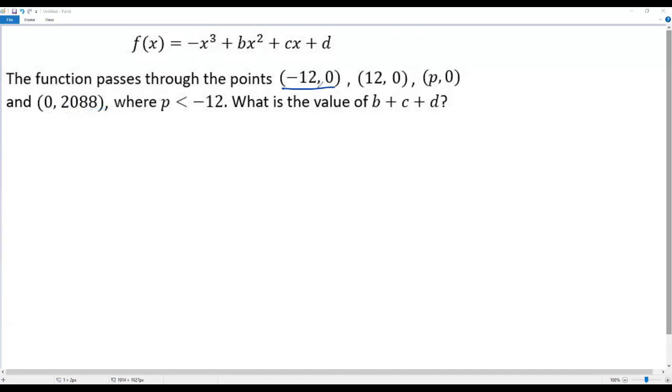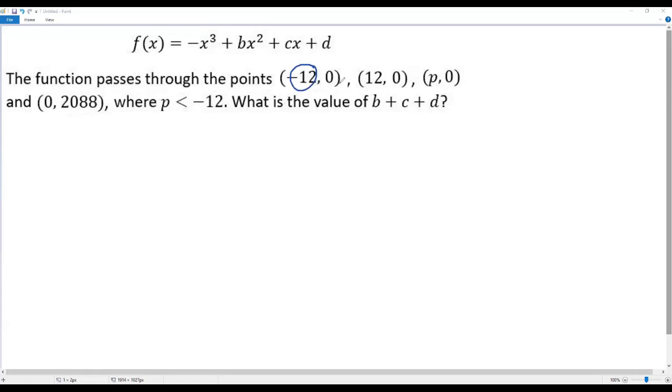Okay, so in these 4 points, let's consider only the first 3 points, because the first 3 points represent x-intercepts. In all the first 3 points, the y coordinate is 0. So how can we get the 3 linear factors from these 3 x-intercepts? For that, I have to consider the x coordinate in each x-intercept.